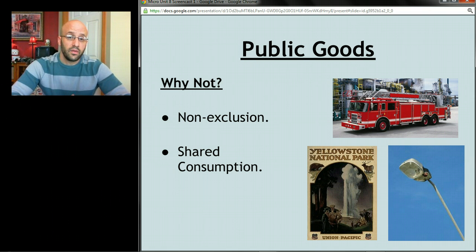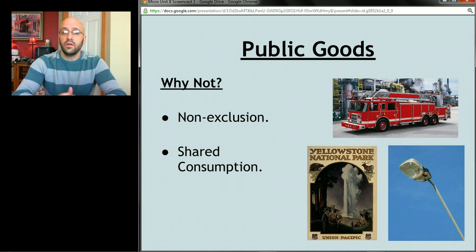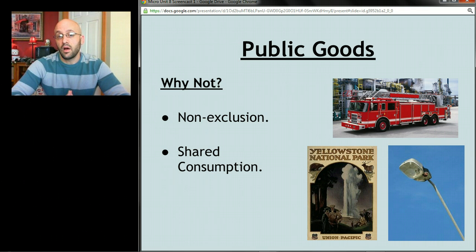The reason we don't leave these things to the free market is that these kinds of goods and services have two qualities that private goods, or goods that the free market would provide in the right quantities, don't have. And the two qualities that public goods have are called non-exclusion and shared consumption. To understand what these qualities are, let's compare what I'm going to call a private good to what I'm going to call a public good.